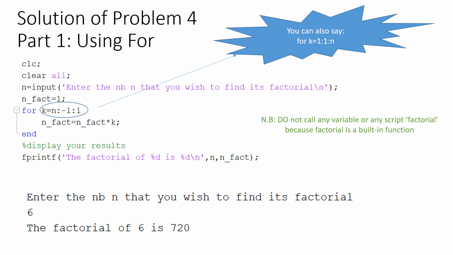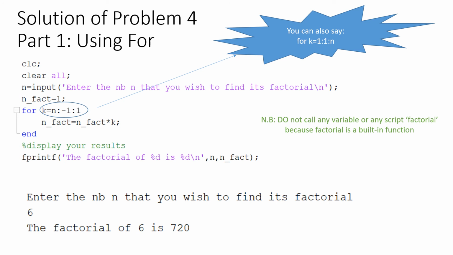Of course, guys, I can do the same using k going from 1 with an increment of 1 until n, and you will have the same answer. Now here in this case, you are multiplying 1 by 1, and then 1 by 2, and then 2 by 3, and then 6 by 4 until you reach your n. So you will have the same answer. Please try it. What about the while loop?